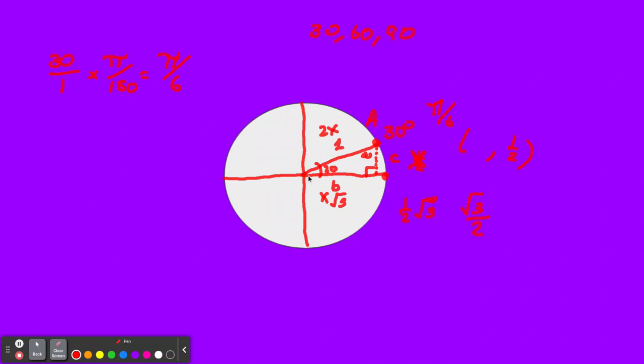So that's x. From here, change the color a little, from this origin point to this point here, the x is this. So we know it's square root of 3 over 2. That's the coordinates of A. All right, so we'll go into more on the next video.